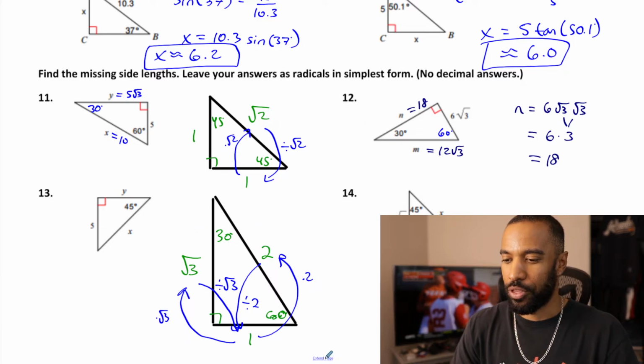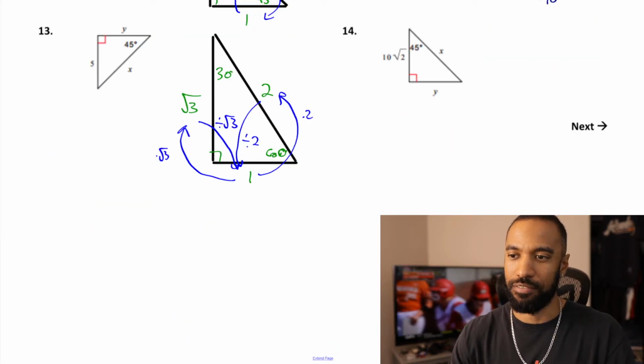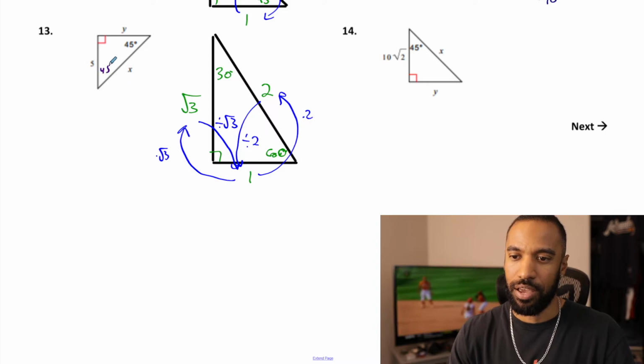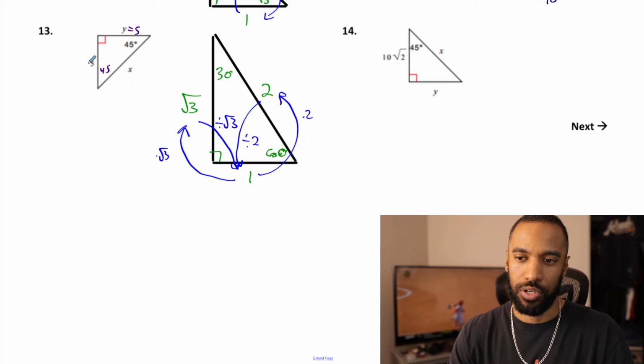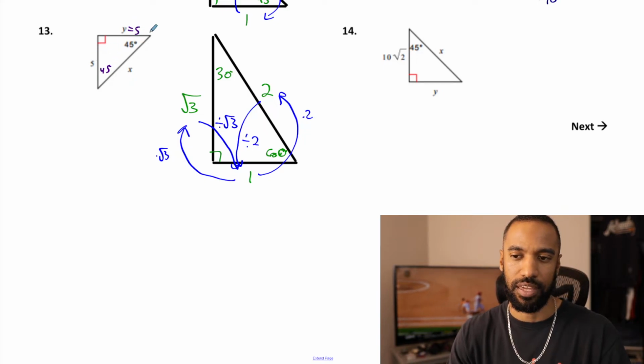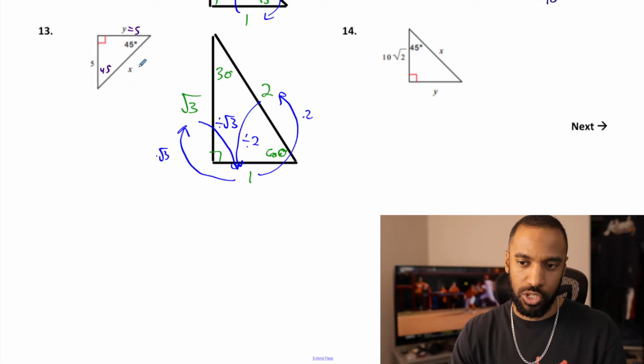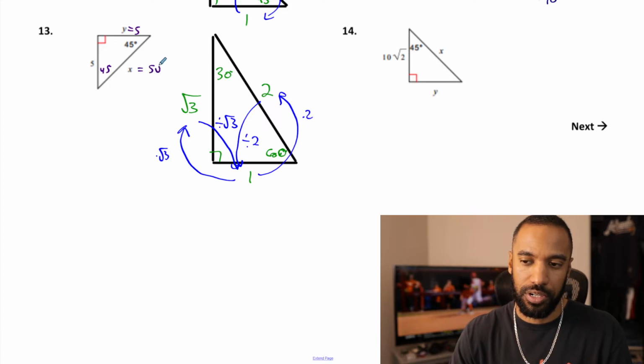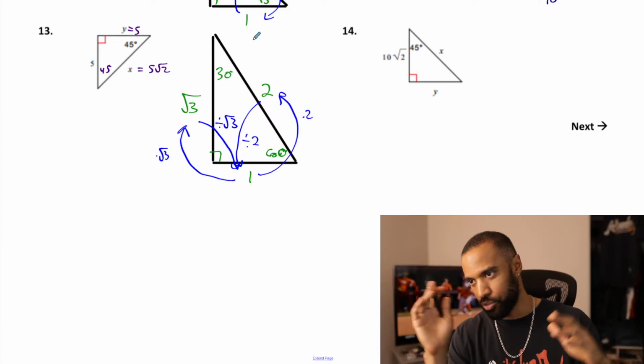All right, number 13 and 14 are 45, 45, 90 triangles here. Now you have a leg, 5. This y should also be equal. These are 1 to 1. Ratio relationship: one's 5, the other's 5. x is root 2 times larger, so it's 5 times root 2, which is 5 root 2.